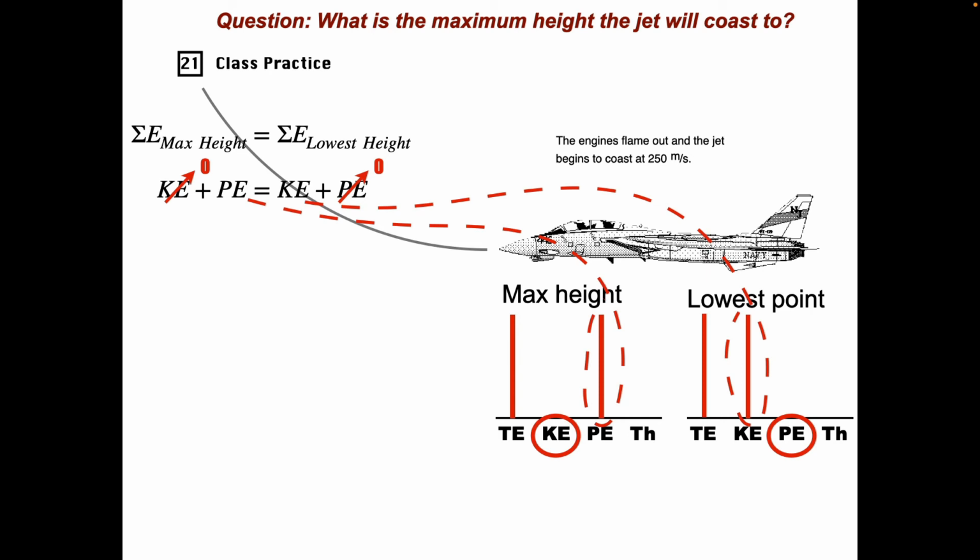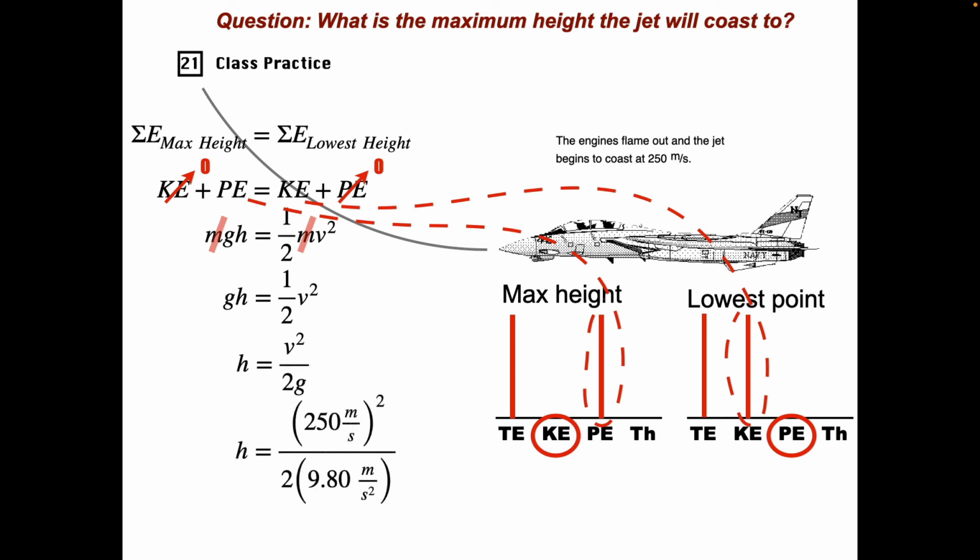So now I have mgh equals 1/2 mv squared, putting in my energy equations for those two expressions. And in this case, the mass divides out because there's m in every expression, so there goes the mass. So gh is equal to 1/2 v squared. Now isolate h, the variable I'm looking for. So h is equal to v squared over 2g. Put in my numbers and units, and then I'll solve it, and then I'll take a look at my sig figs.